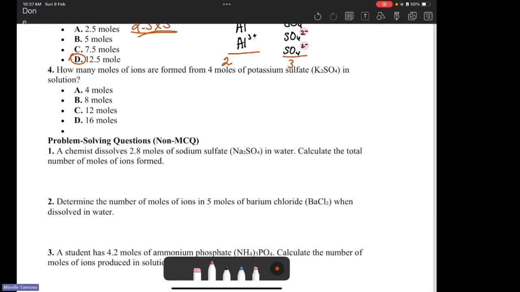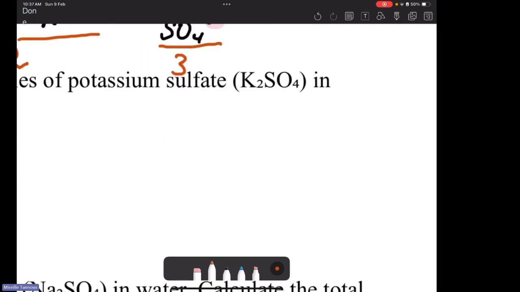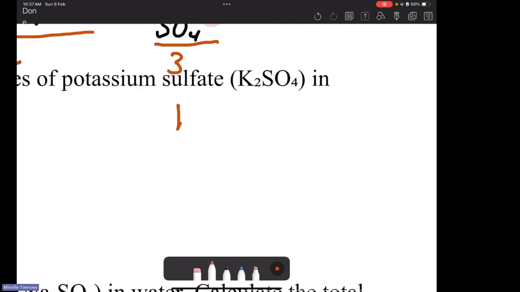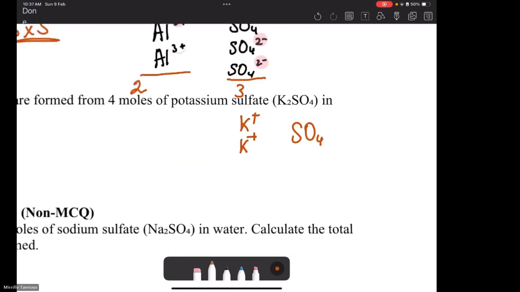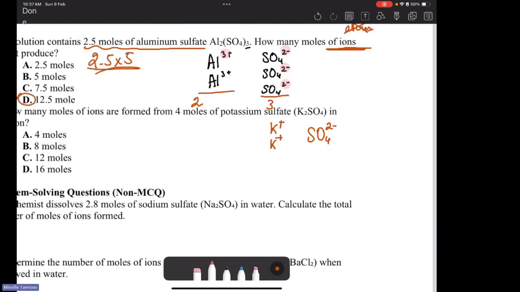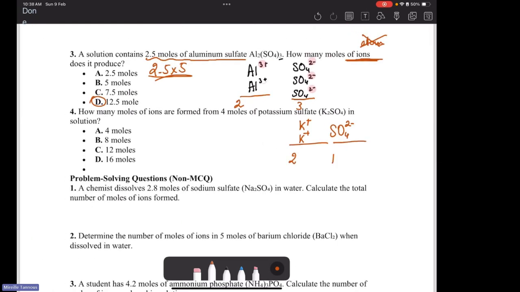Again, how many mole of ions? In this one, I have K plus twice, and I have 1 SO4. When you work out the charges, it will be logic. So I have 2 positive ions and 1 negative ion. Atomicity of K is 2, atomicity of SO4 2 minus is 1. So the total atomicity is 3, 4 times atomicity.